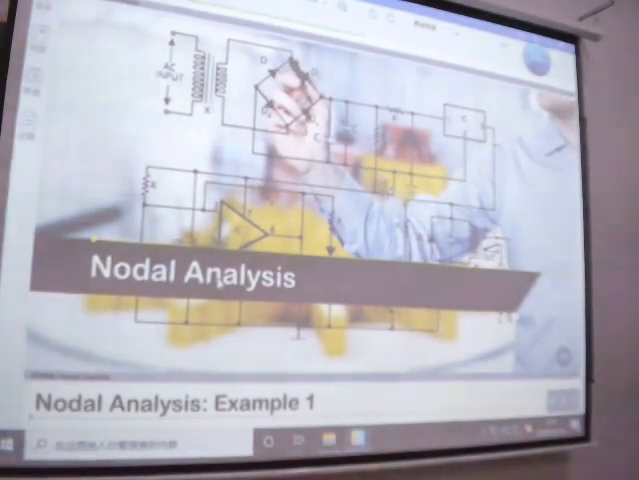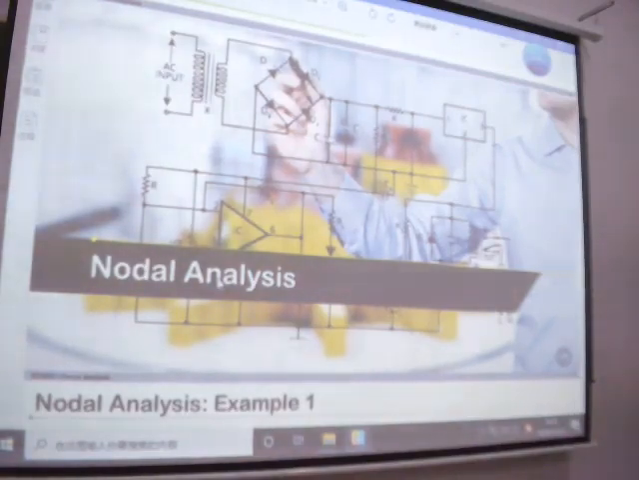Now we're going to see the next content, the nodal analysis. Do you still remember the topology? What is a node? Still remember?